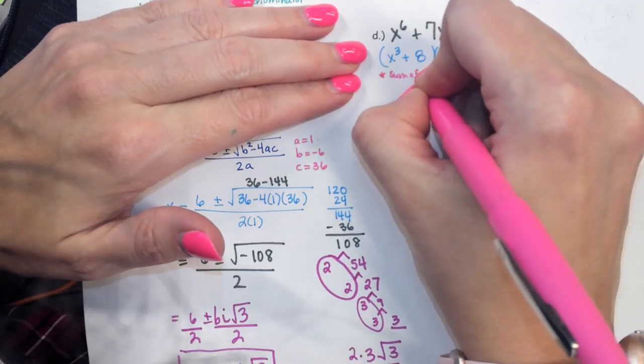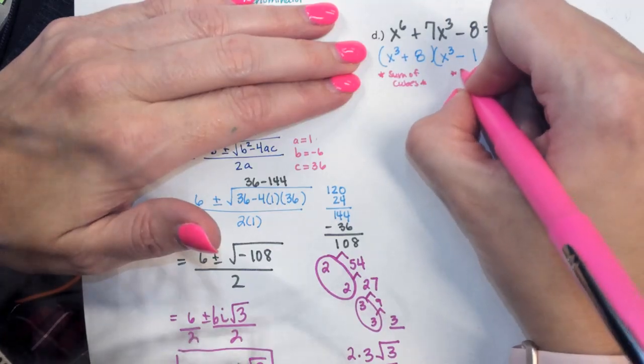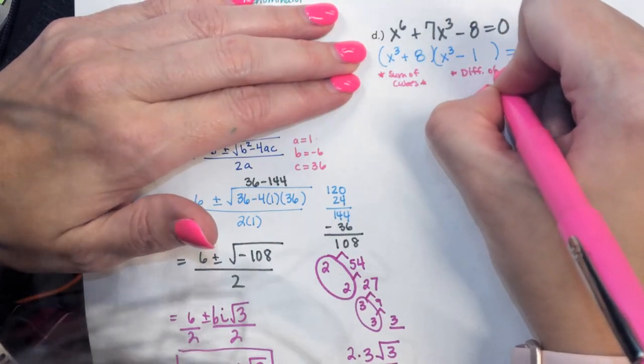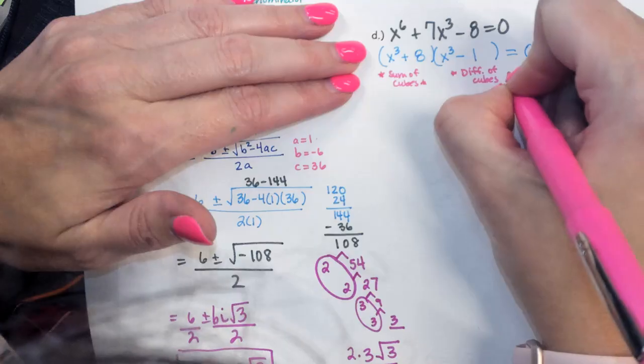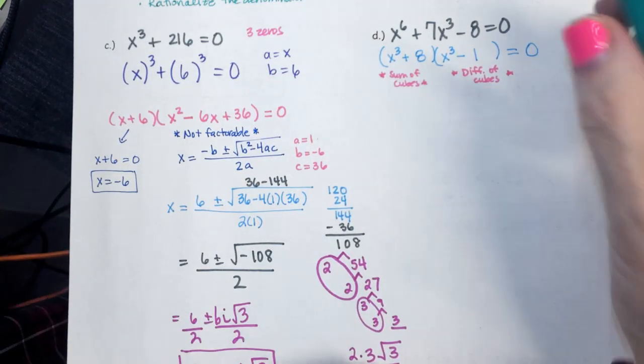So we have the sum of cubes here. Here we have the difference of cubes. Remember, the highest power is how many solutions we have. So we need 6 solutions here.